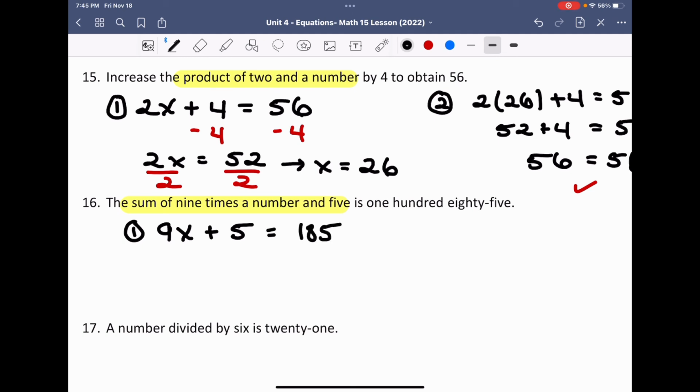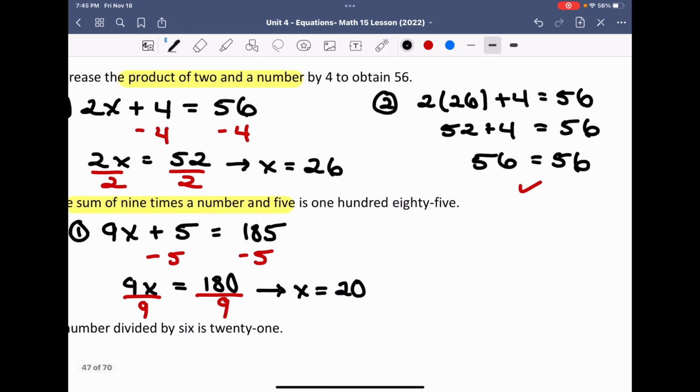If I have this, I'm going to subtract away the 5 from both sides, giving me 9x is equal to 180. And if I divide both sides by 9 here and divide both sides by 9, I should get an x value equal to 20 here.